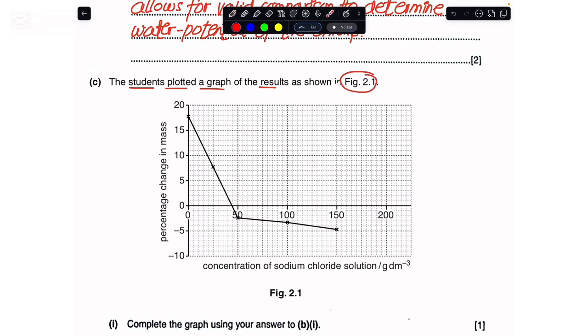And again, we are required to look toward the x-axis, which shows us the concentration of the sodium chloride solution in terms of gram per dm cube, and this is increasing from 0 to 200. And here they have given you the percentage change in mass, and this is on the y-axis. So this is our dependent variable.